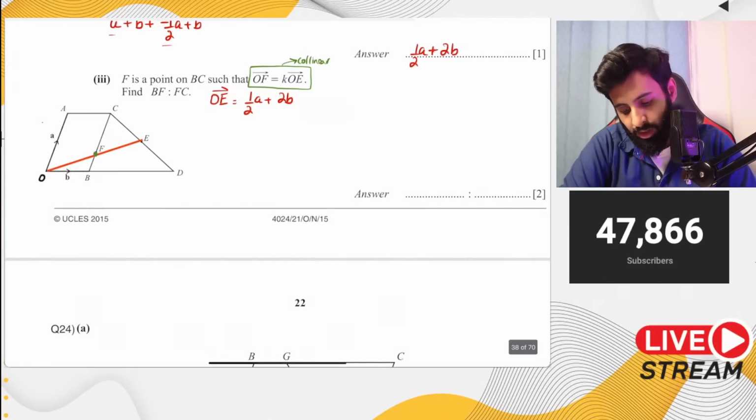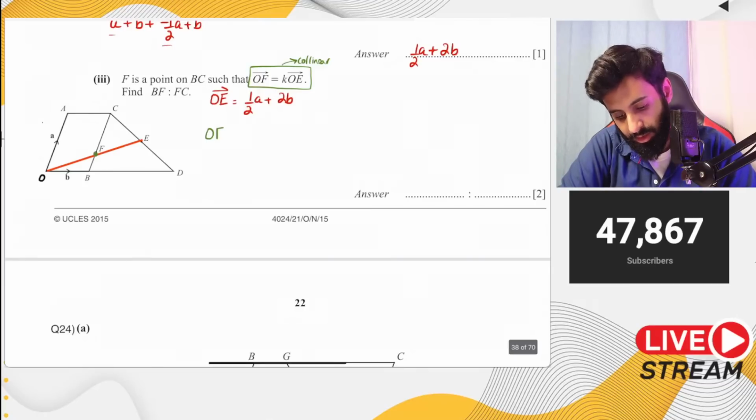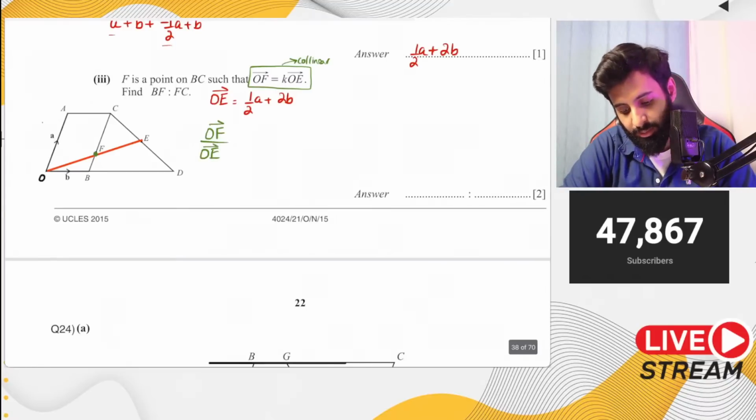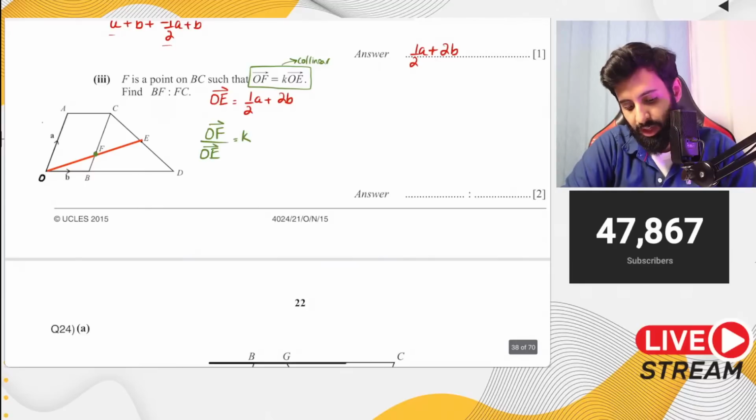Now here's what we're going to do. We need to, like I said, find out the value of K. How will we find OF? In fact, let's do OF upon OE. And that will give us the value of K.